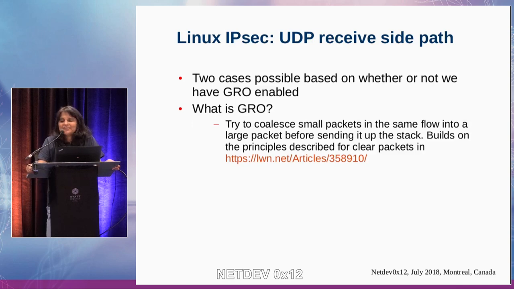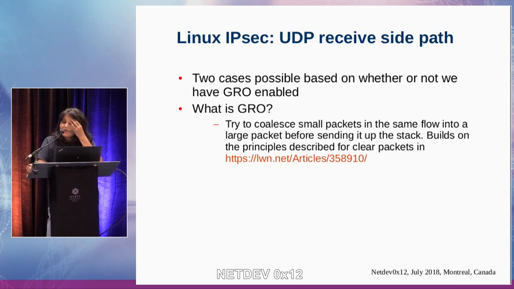OK, so then we get into the receive side path. So the packet has come out on the other side. And we have to send it up the stack, right? There are two cases of how this could be handled, and they are based on whether or not you have this performance feature called GRO, Generic Receive Offload.